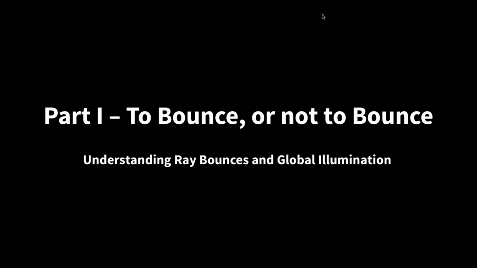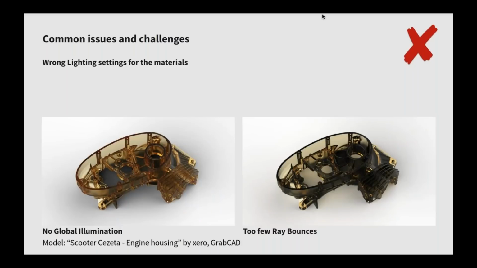Part 1, to bounce or not to bounce. Understanding ray bounces and global illumination bounces. A few common issues that we see from a lot of customers is that they use the wrong lighting settings for their materials. In this example here, I have a motorcycle engine housing where I applied a glass material.